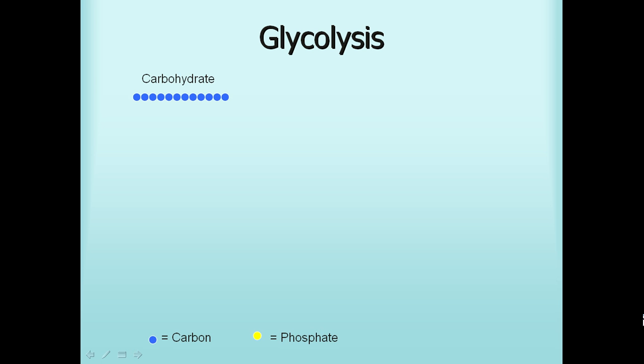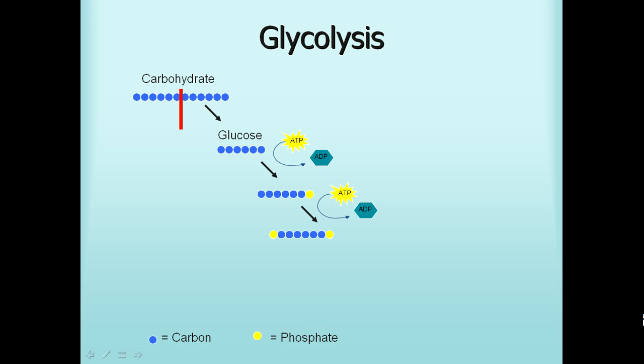Glycolysis starts off with a carbohydrate molecule. This molecule then splits up into separate glucose molecules. After it's in the form of glucose, ATP will donate a phosphate group, which releases ADP, and this will occur twice so that there is a phosphate group on both ends of the glucose molecule. After it reaches this stage, it will break into two separate molecules.